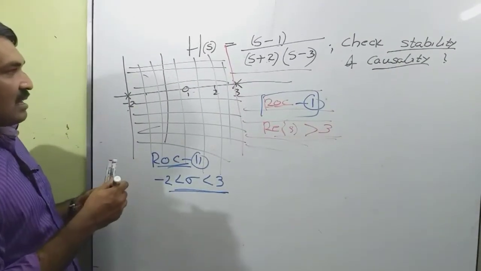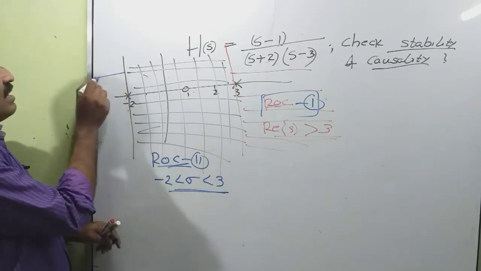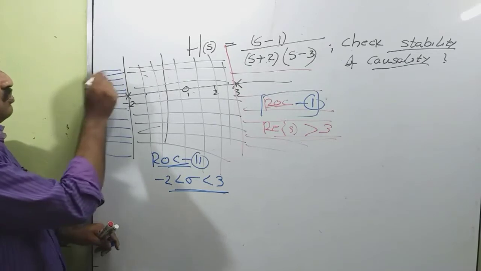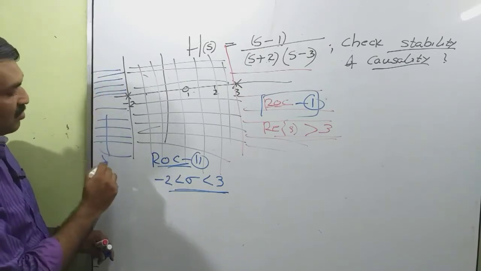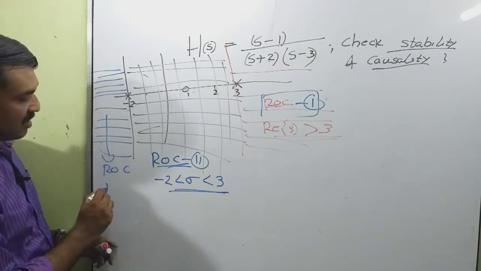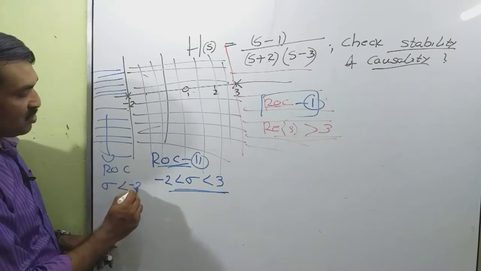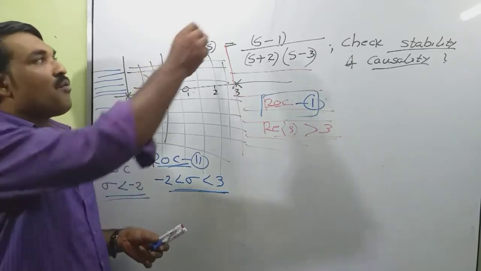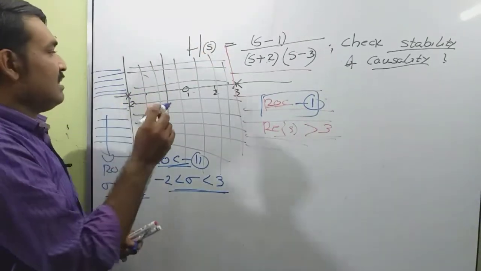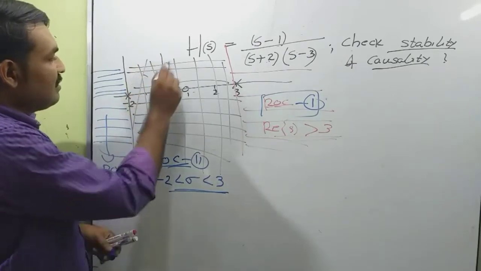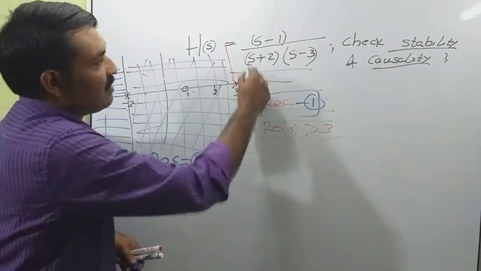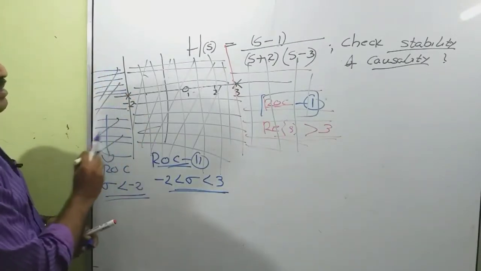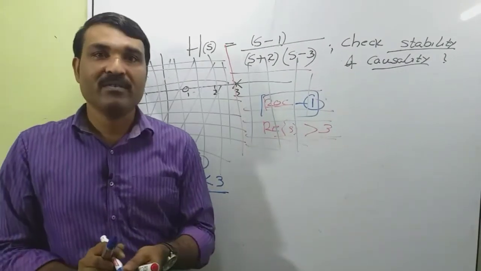And we can also consider a region of convergence where sigma is less than −2. So this ROC is sigma < −2. Now we want to check the causality and stability of this transfer function in these three regions: first this region, then this region, and again this region. Now let us do it one by one.